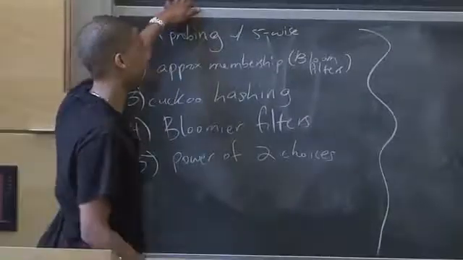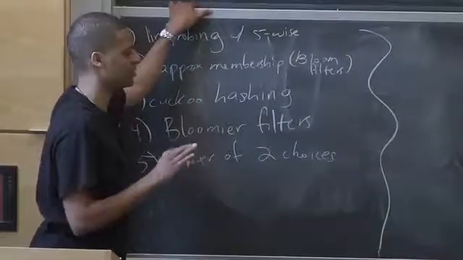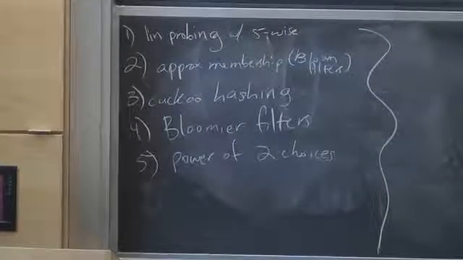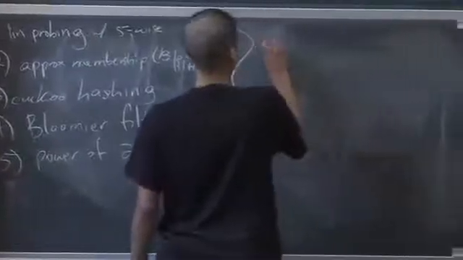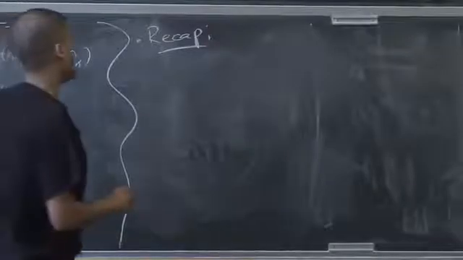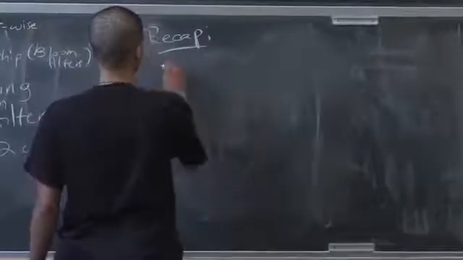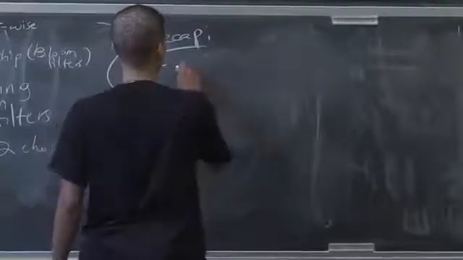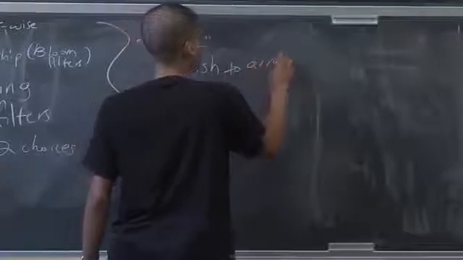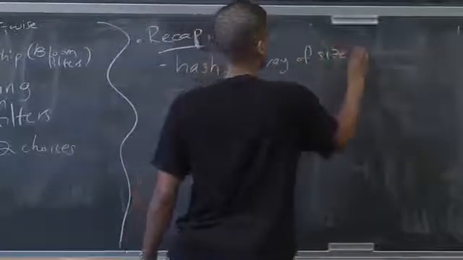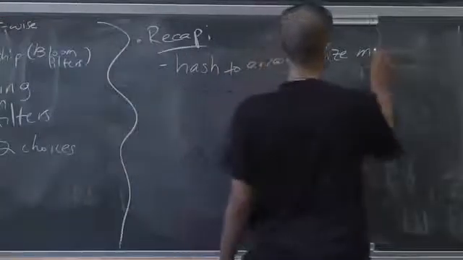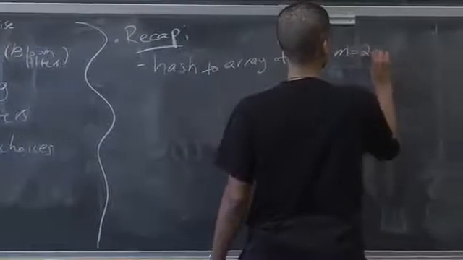Before we start with the 5-wise, I just want to very quickly recap the 7-wise and tell you what the lemma was that I should have said. So let's recap. This is for linear probing. We hash to an array of size m, and I think I assumed that m was at least, let's say, 2n.